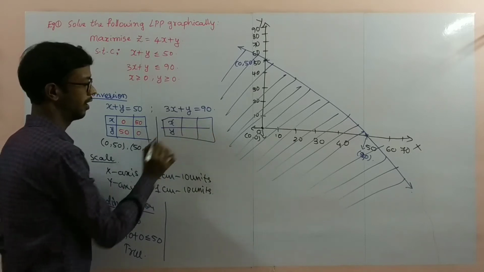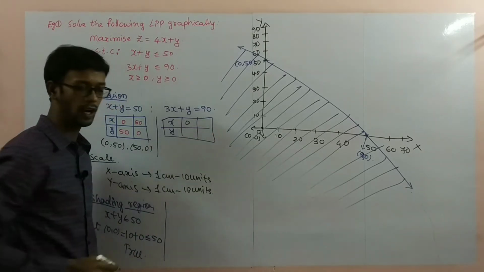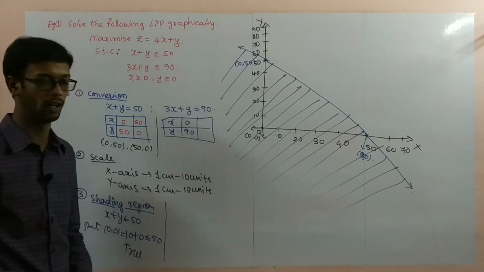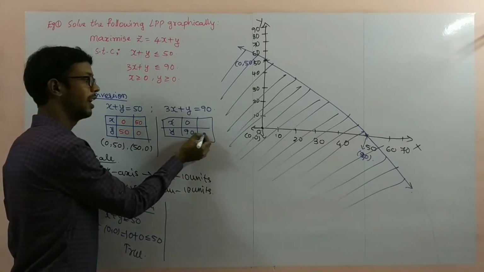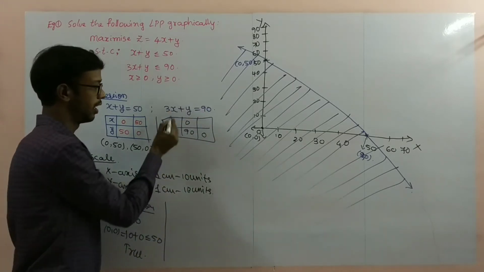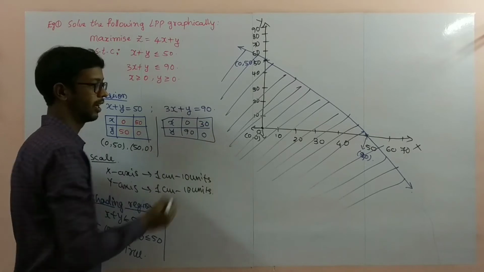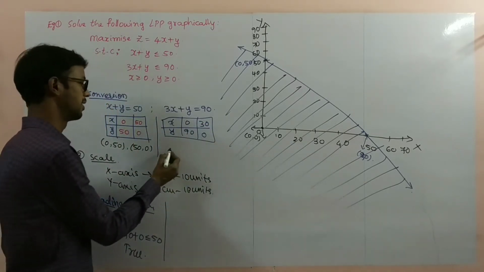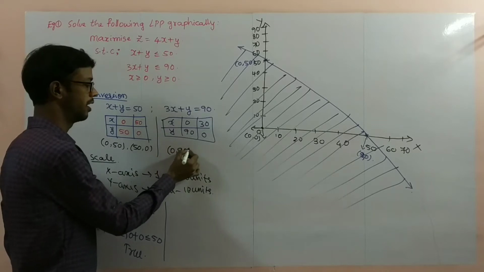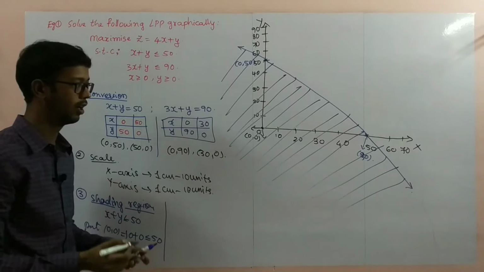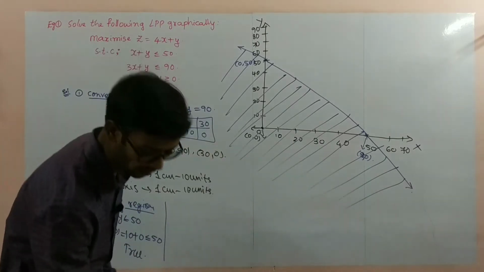X and Y. X equal to 0 if you are substituting, X equal to 0, Y equal to 90 you will get. Next Y equal to 0 substitute, 3x equal to 90 means x equal to 30. So now the points are here. 0 comma 90 is one point, 30 comma 0 is another point. So now you plot these 2 points in the graph.